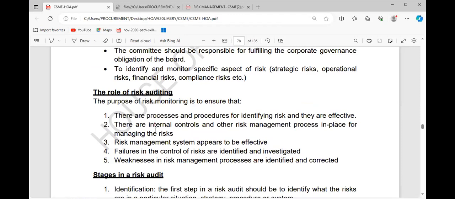Okay, there are internal controls and other risk management processes in place for managing the risk. The risk management system appears to be effective. Failures in the control of risk. I think we can read all this one by ourselves.